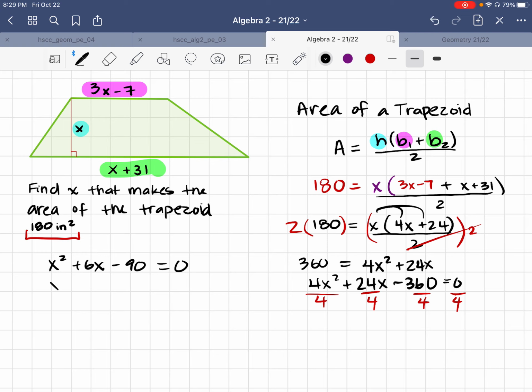So we'll rewrite the problem. x squared plus 6x is equal to 90, so we're adding it to both sides. Now, the two numbers that add up to 6 are going to be 3 plus 3. That would make it a perfect square. So we're going to end up adding 9, 3 times 3.